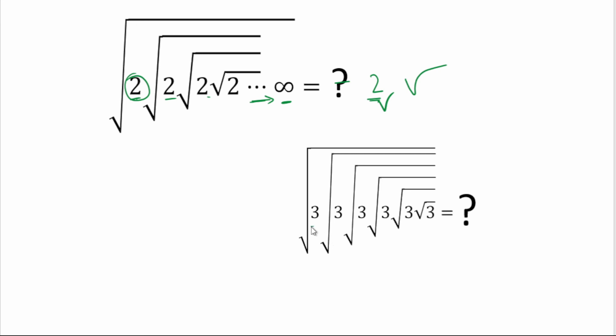And in the next question, if you look, it is 3, 3, 3, and we do not have it going to infinity, so the answer will be something else. For this type of question, we count the numbers here: 1, 2, 3, 4, 5, 6. So we have 6 numbers, so we take 2 to the power 6, which is 2 to the 4, 4 to the 8, 8 to the 16, 16 to the 32, 32 to the 64. So we have 64 here, and we have the number 3.